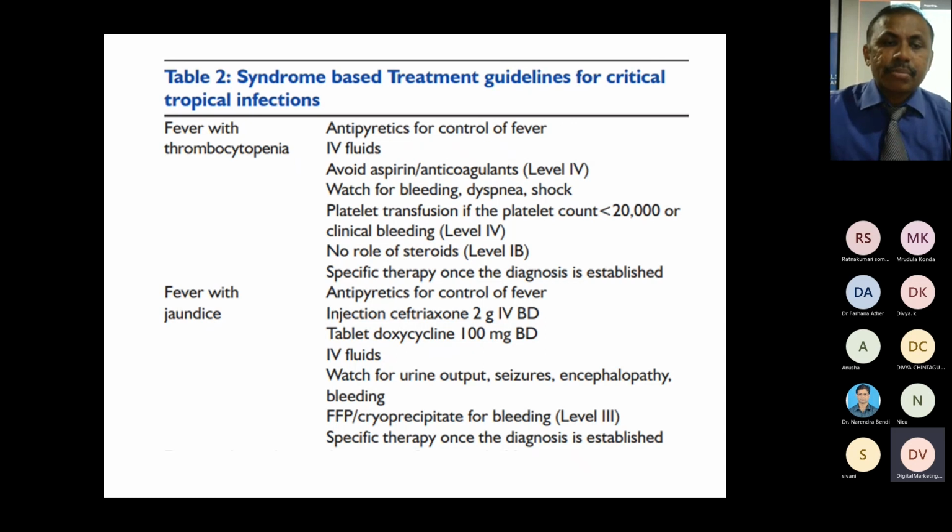And coming to the next part, that is fever with jaundice, you would give antipyretics. And then because there is jaundice, there is possibility of bacterial infection, you would empirically go for ceftriaxone 2 grams BD and tablet doxycycline 100 milligrams BD. IV fluids, you would look for any sign of organ failure, that is urine output for kidney, seizures, encephalopathy, or bleeding. And then you would transfuse fresh frozen plasma, cryoprecipitate, and again specific therapy once the etiological diagnosis is established.